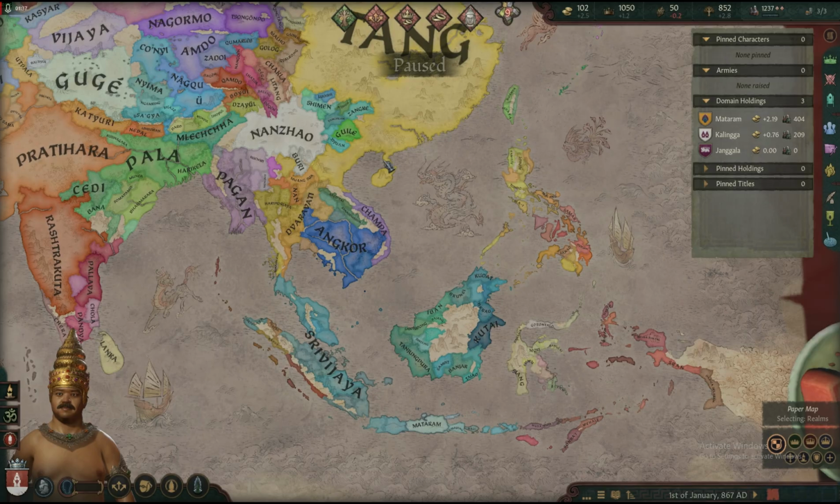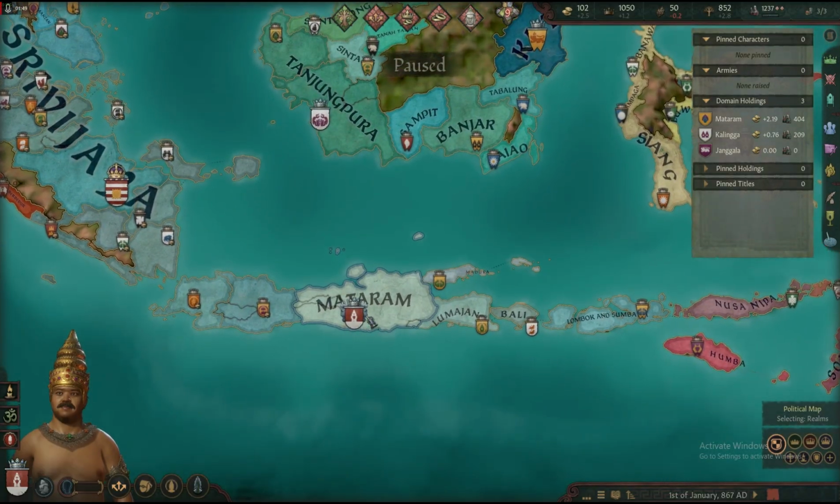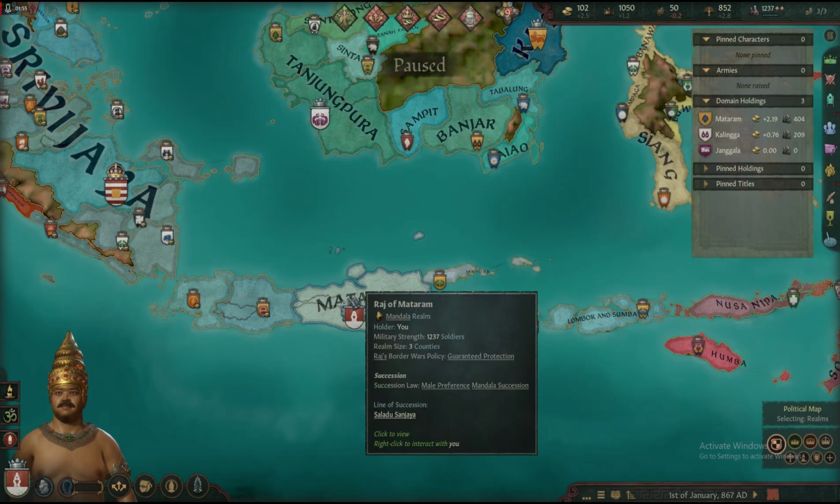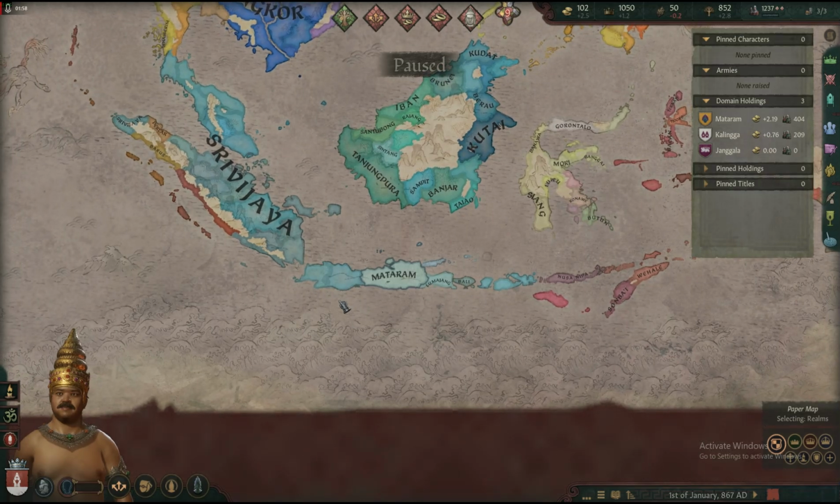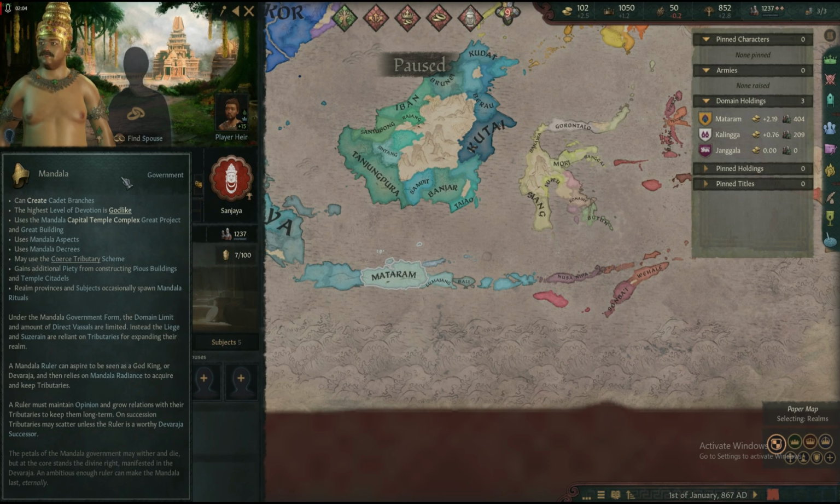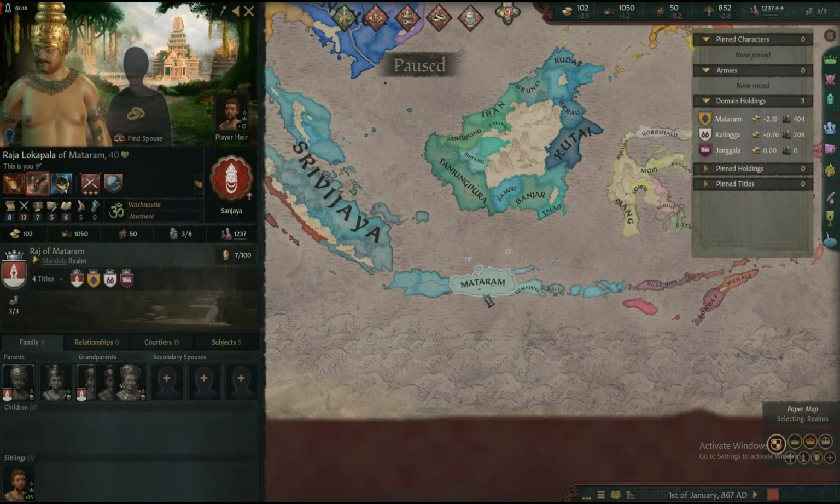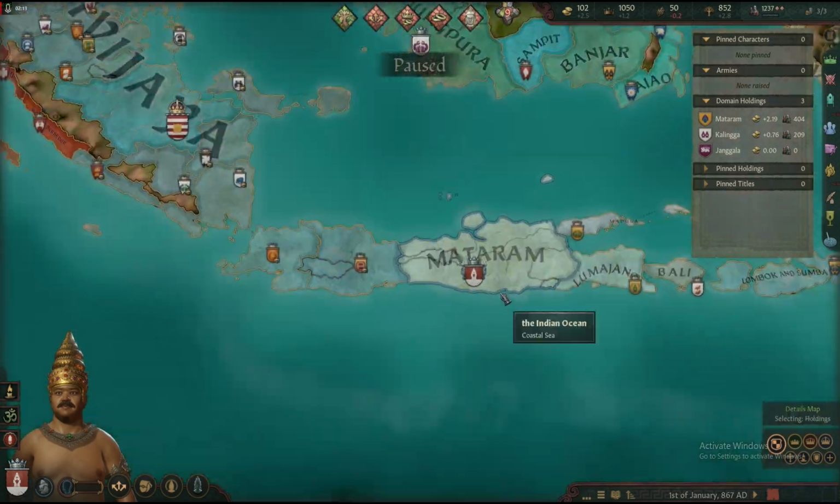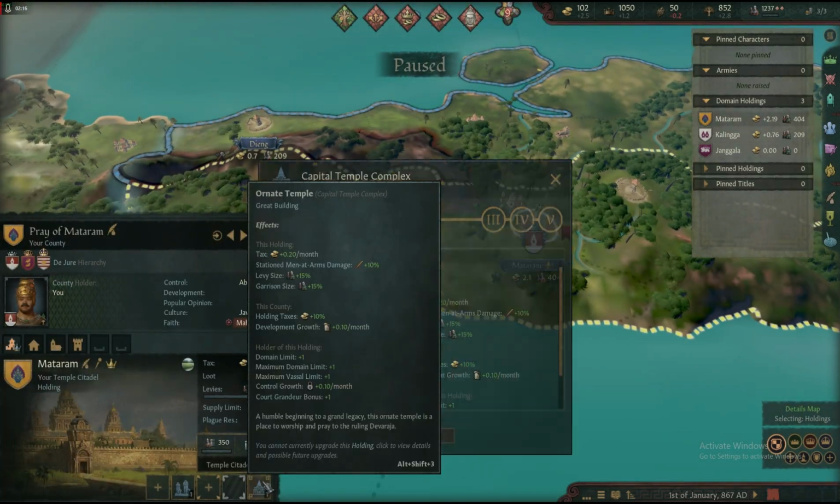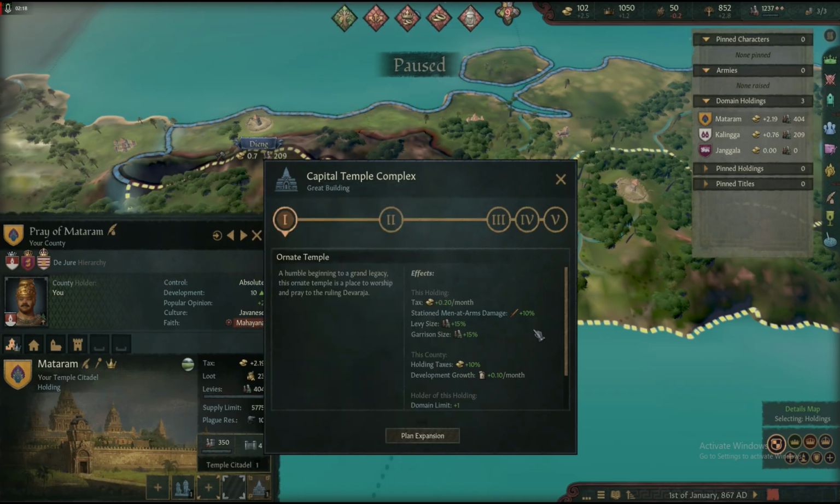So first things first, unlike the other two administrative and celestial governments, there is no treasury this time, which is a welcome change. There is no estate either, because it's not an administrative type of government. If we click on the Mandala Government over here, it extends the level of devotion here. You have a capital temple, basically. If we go over to our capital county, we have this special building. This is the capital temple.